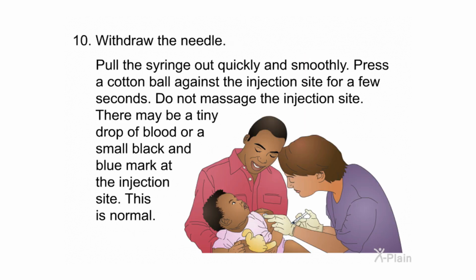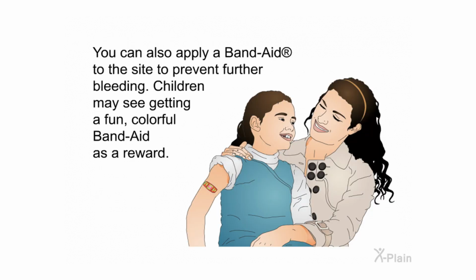10. Withdraw the needle. Pull the syringe out quickly and smoothly. Press a cotton ball against the injection site for a few seconds. Do not massage the injection site. There may be a tiny drop of blood or a small black and blue mark at the injection site. This is normal. You can also apply a Band-Aid to the site to prevent further bleeding. Children may see getting a fun, colorful Band-Aid as a reward.